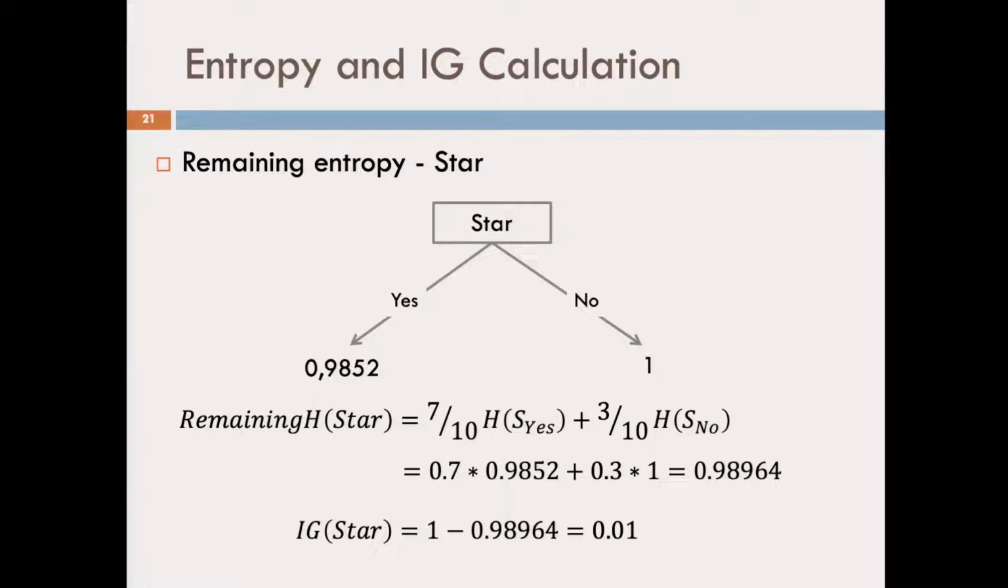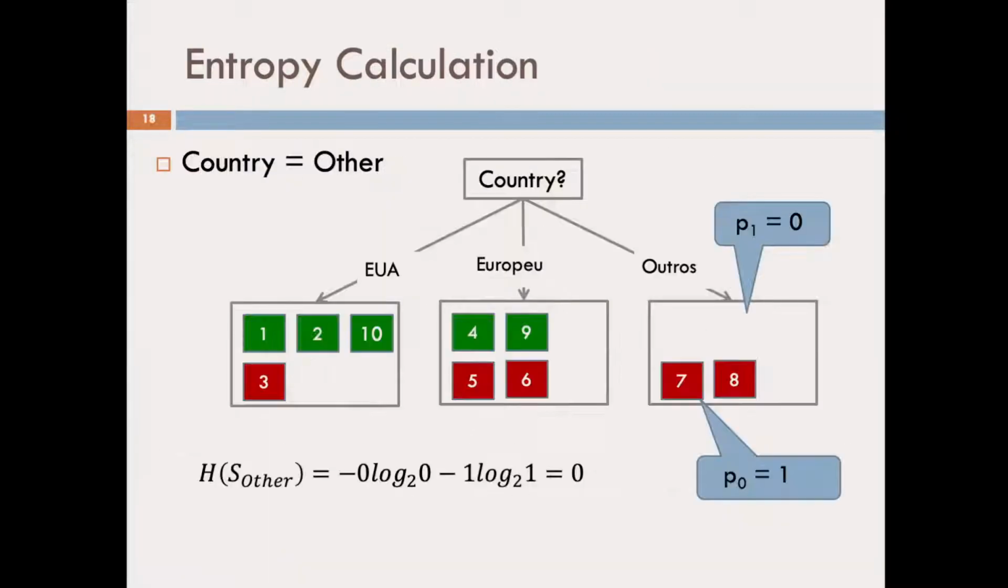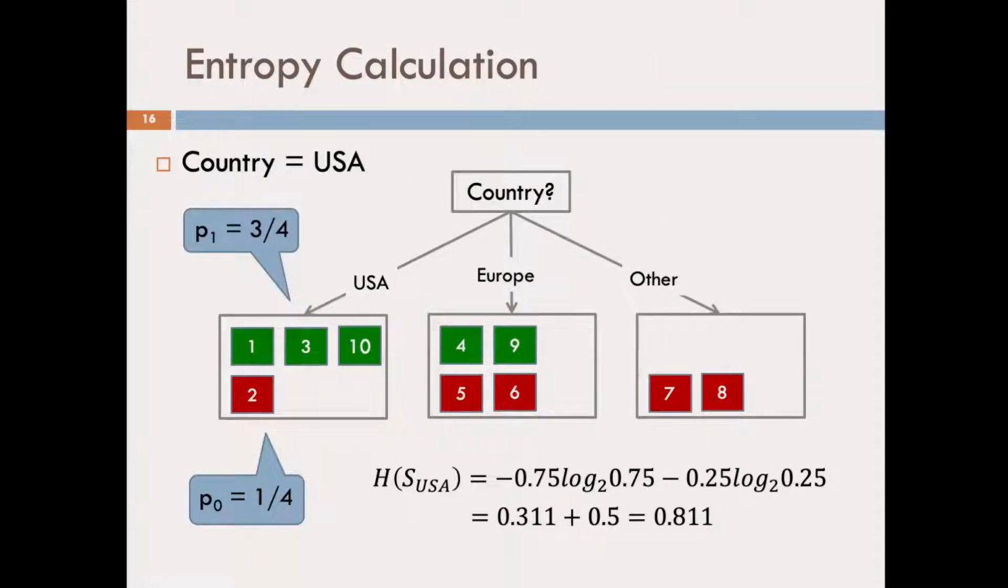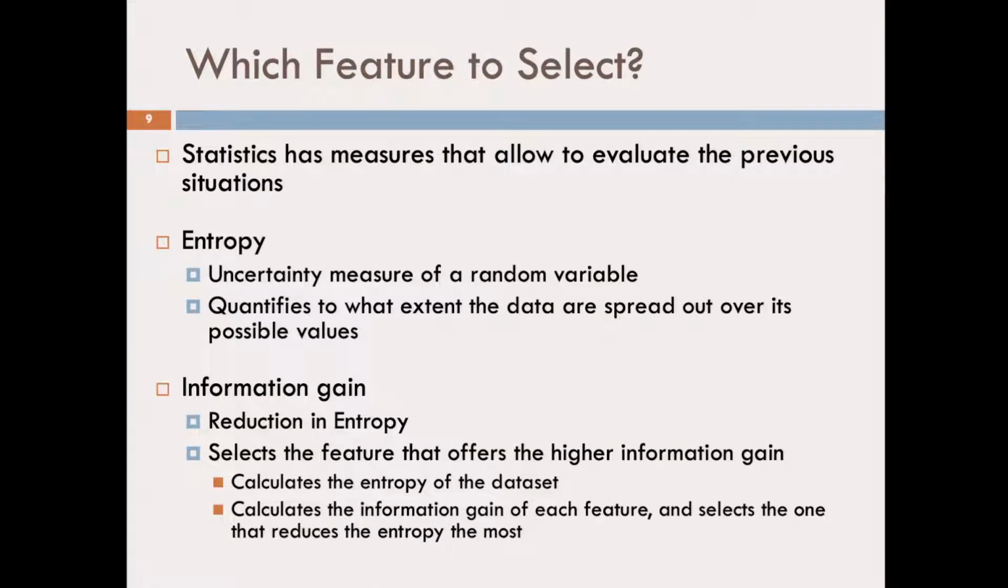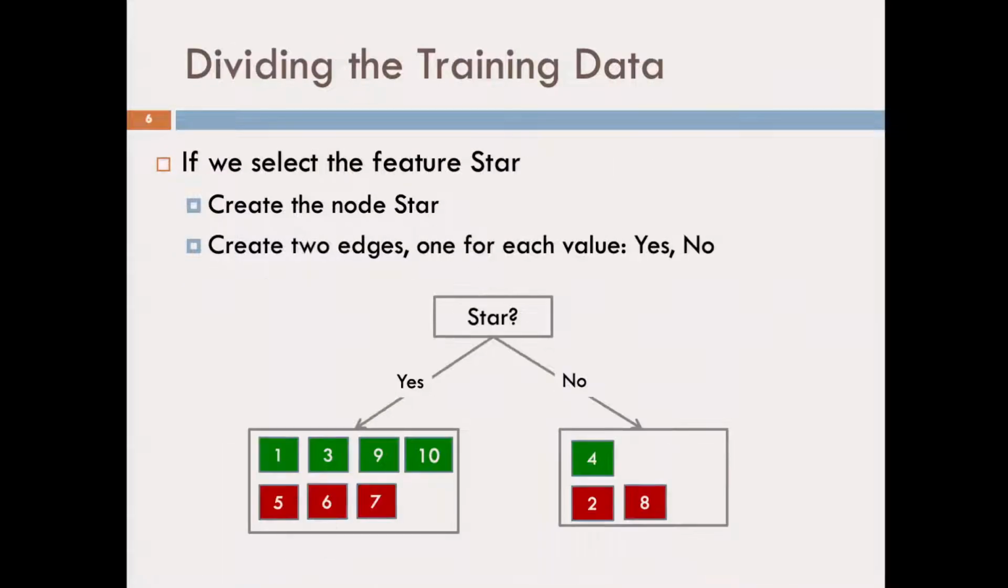That makes sense, because if we look back at how the star divides the data, you see that the resulting subsets are not that pure. So you have a very high entropy here, and also a very high entropy here.